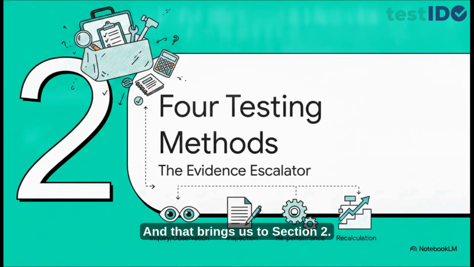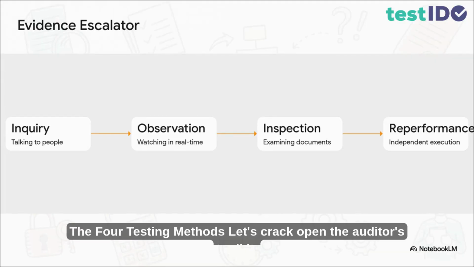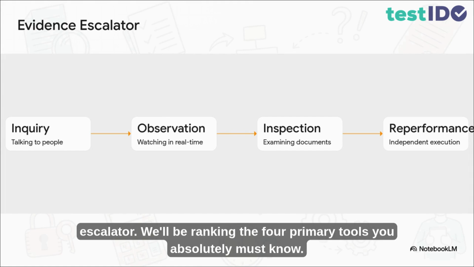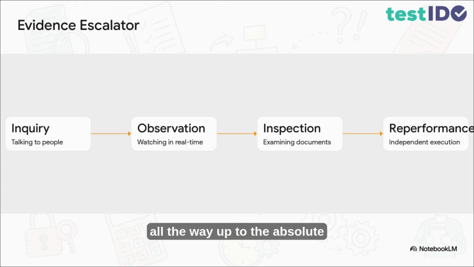And that brings us to Section 2, the 4 testing methods. Let's crack open the auditor's toolkit. We are going to climb what I like to call the evidence escalator. We'll be ranking the 4 primary tools you absolutely must know: inquiry, observation, inspection, and reperformance, literally starting from the least persuasive at the bottom all the way up to the absolute gold standard of evidence at the top.